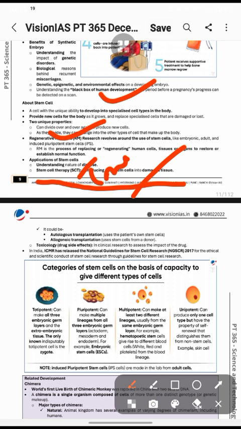ICMR has released the national guidelines for stem cell research. Totipotent cells can make all three embryonic germ layers and the extra-embryonic tissue, and pluripotent cells can make multiple lineages from all three embryonic germ layers: the ectoderm, mesoderm and endoderm. Multipotent cells can make at least two different lineages, such as the hematopoietic, and unipotent cells give only one cell type.